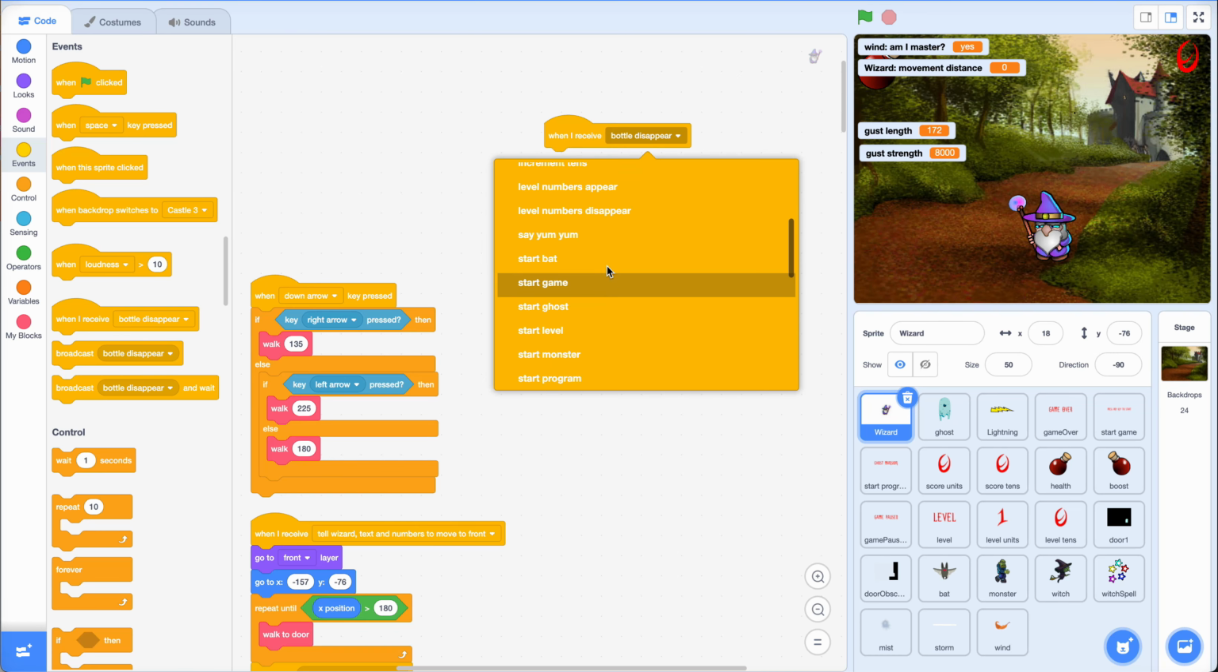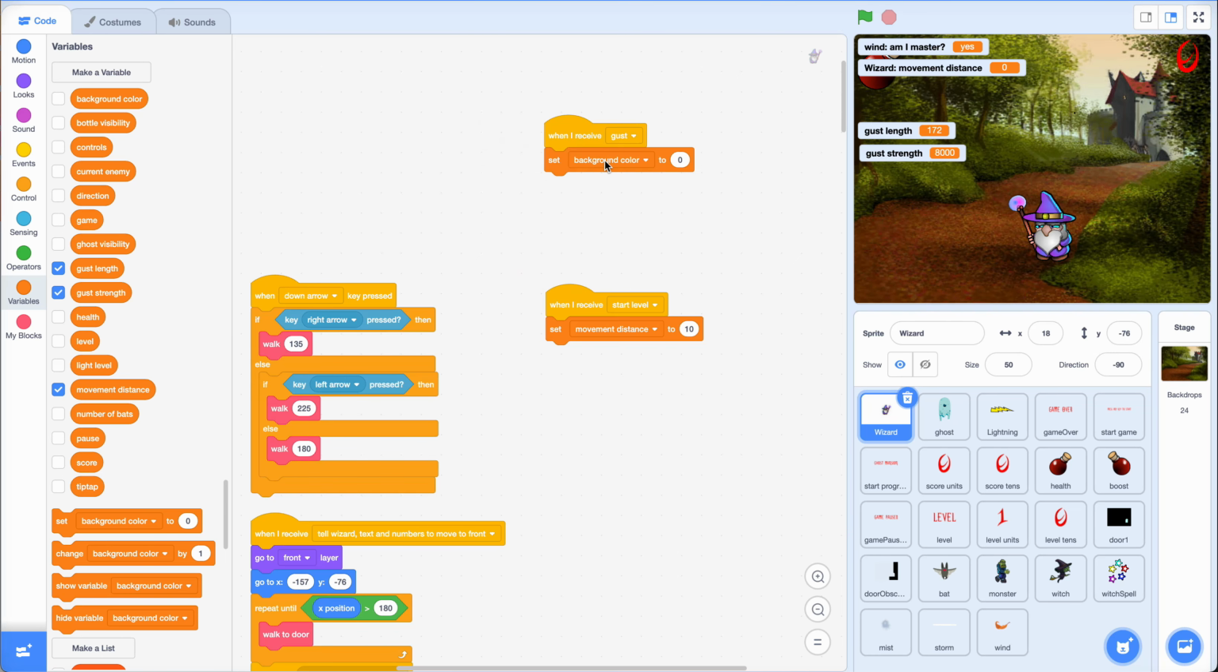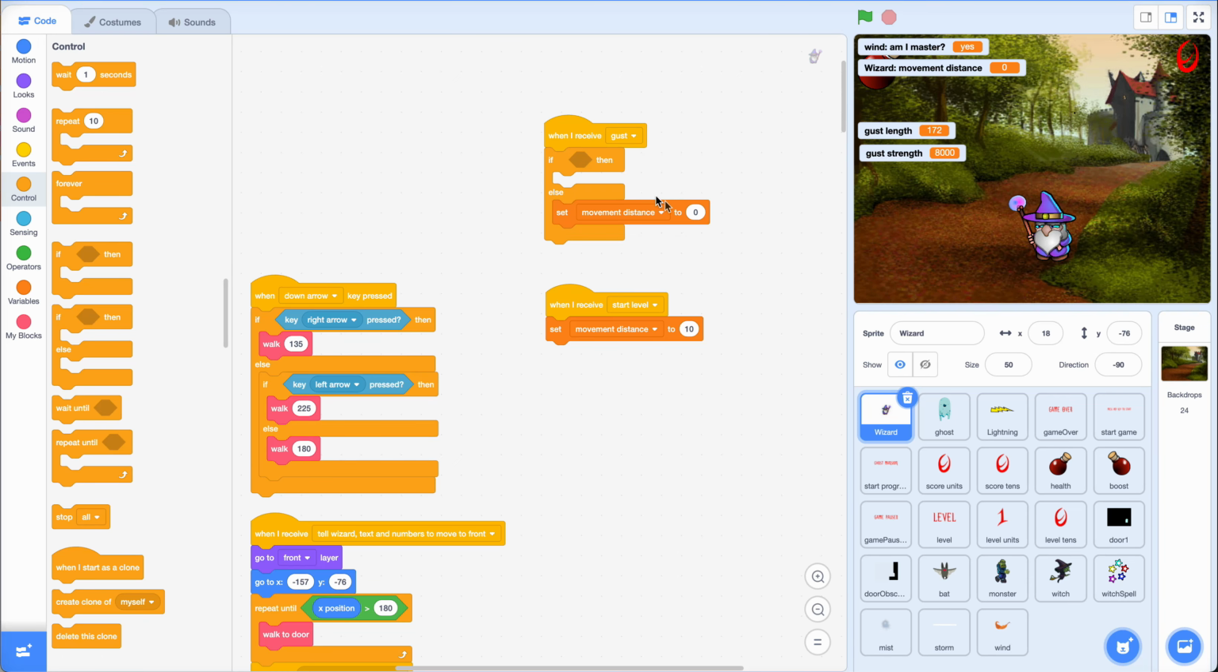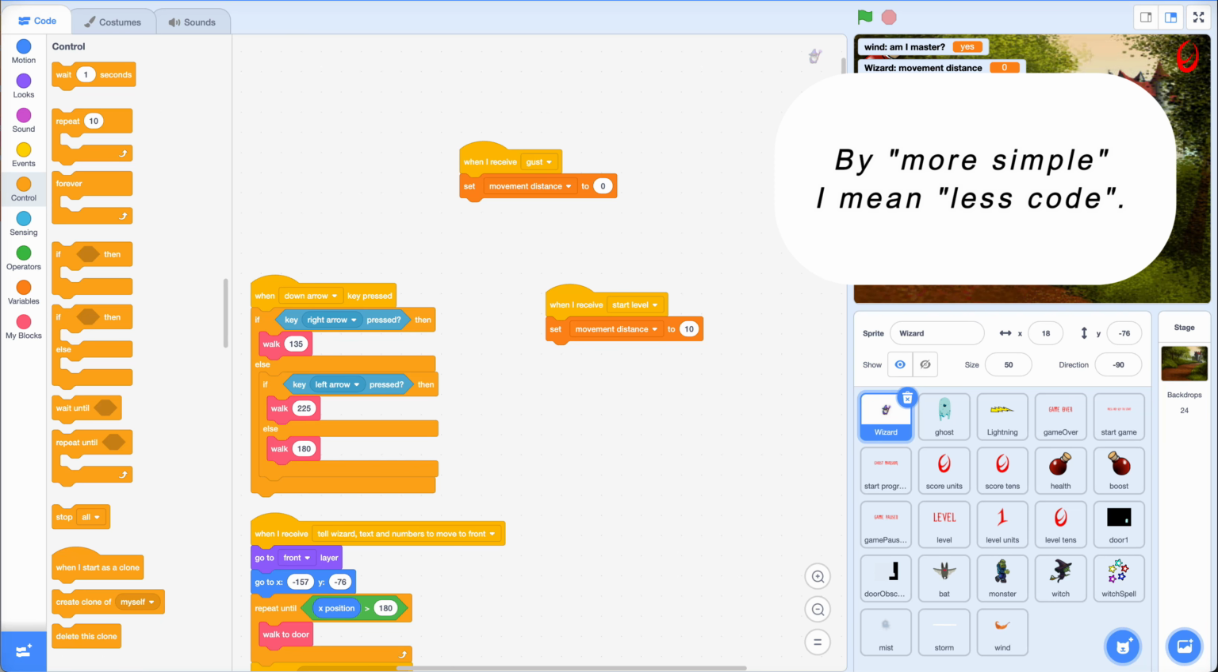So when I receive gust, what we want to do is something like set movement distance to something less than 10 because he's trying to move against the wind, or something more than 10 because he's moving in the same direction as the wind and the wind is pushing him along. So one thing we could do is do it with an if then else. So we could say, if he's facing one direction, then reduce his movement distance. But if he's in the other direction, then increase the movement distance. But we're going to do something a little bit more elegant. Since we're dealing with numbers, we can make everything a bit more simple using mathematics.